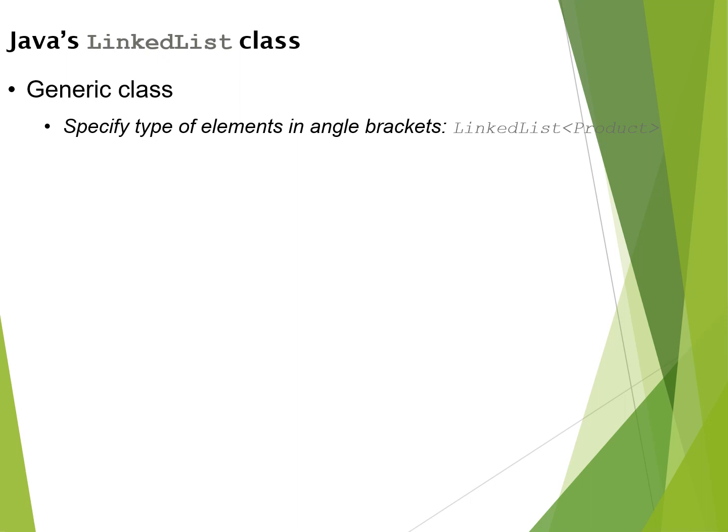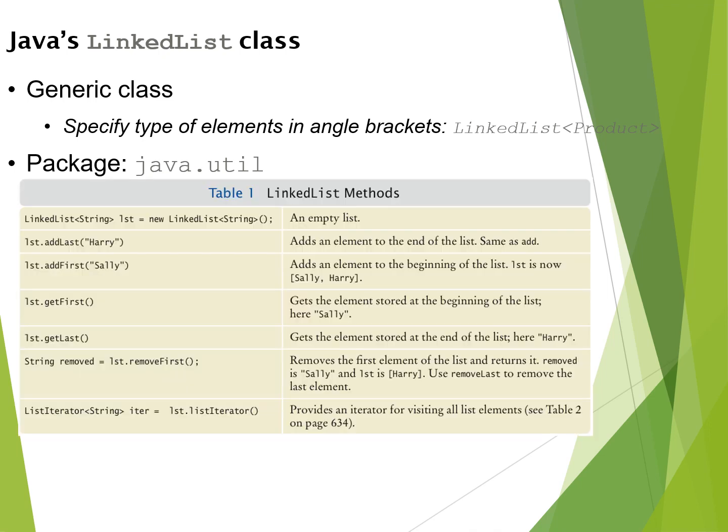So we always have a linked list of a class. The class that the linked list is implemented on is represented inside two angle brackets. The linked list class is inside java.util, so you need to import this package. And then let's look at the methods in the class of linked list.